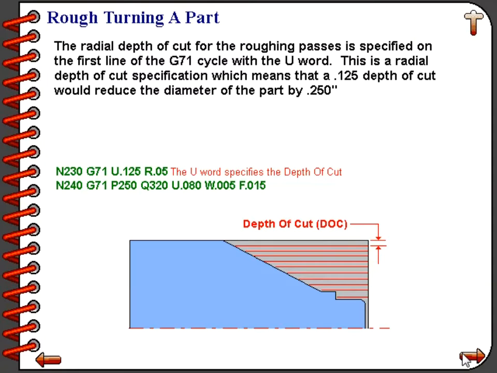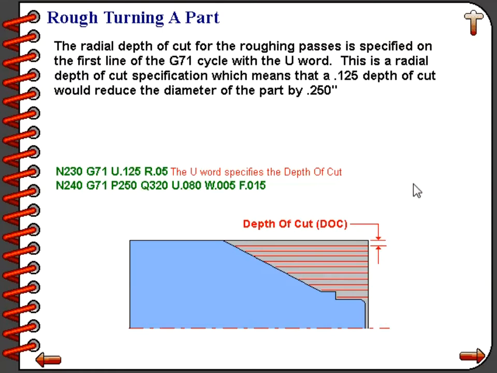Look down at our program example on line number 230. We have our G71 with our U of 0.125, and that is specifying our depth of cut, and that is on the side of the workpiece. So the diameter would be reduced by 250 thousandths of an inch.